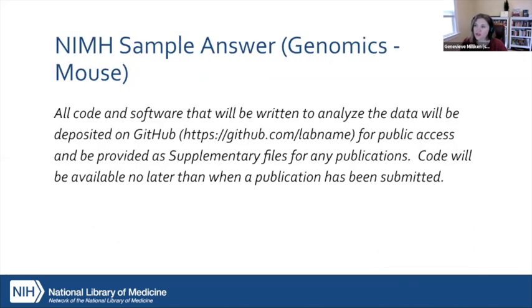So I do want to go over the sample examples the NIH posted for writing a DMSP, and it's really helpful to look at some of these. The first one is the NIMH, so it wasn't produced by the NIH, but the NIH is using it as an example. Under element 2 it says all code and software that will be written to analyze the data will be deposited in GitHub for public access and will be provided as supplementary files for any type of publication. Code will be available no later than when the publication has been submitted.